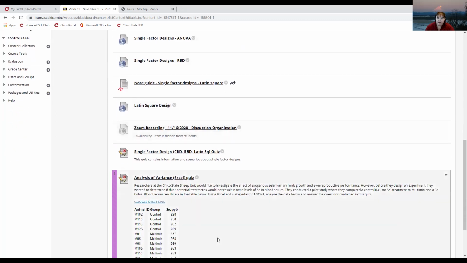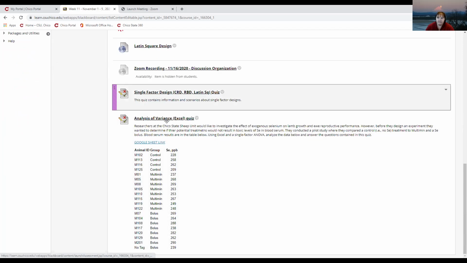All right, and then you guys have 2 things that are due this week. The first is this quiz about single factor designs. Okay, the quiz is going to be a combination of information straight out of the lectures and also some application questions. You're probably not analyzing a data set there, but you're going to have to read through a research scenario and identify certain pieces of that research scenario.